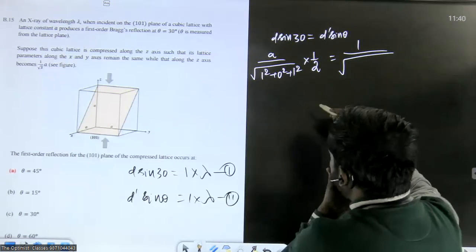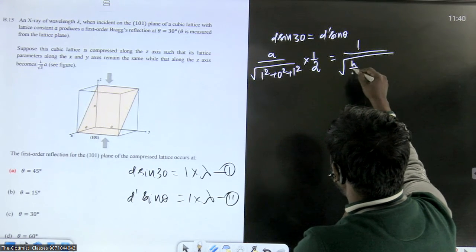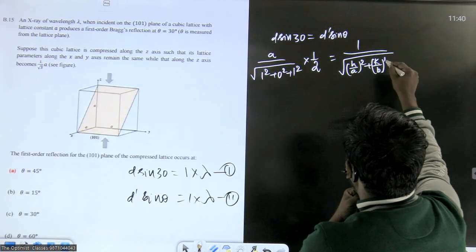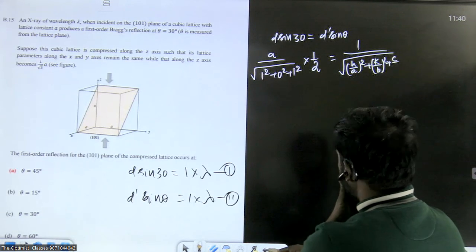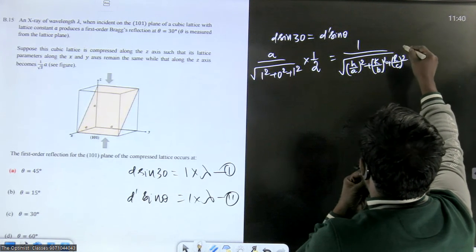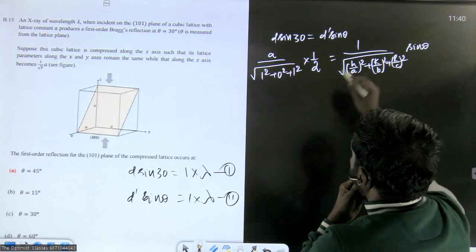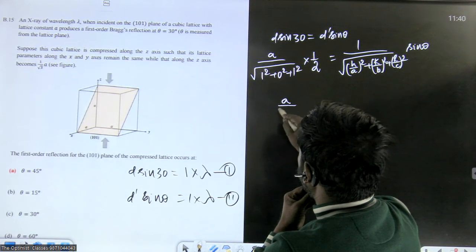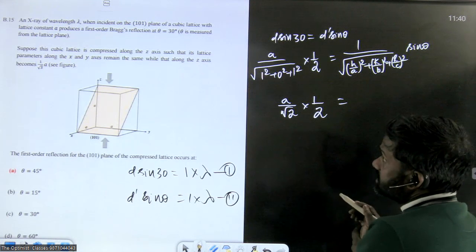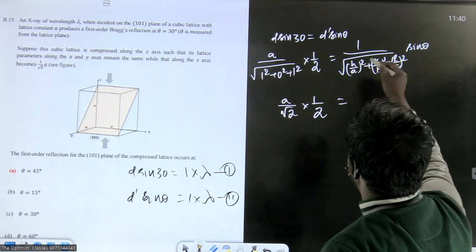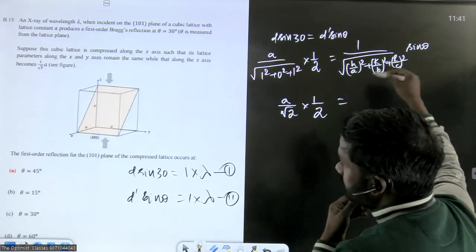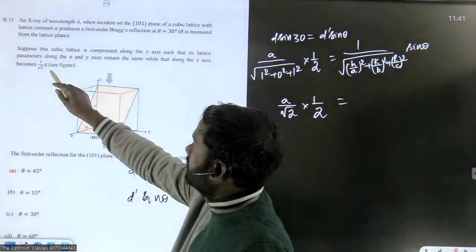So for this we'll write like this: h by a whole square plus k by b whole square plus l by c whole square. And here we have sin theta. So here you get a divided by root 2, into 1 by 2, is equal to HKL, the same 1 0 1. So we put 1 0 1, so this will become 0. A remains the same, but C actually becomes a by root 3. That's what it says, a by root 3.